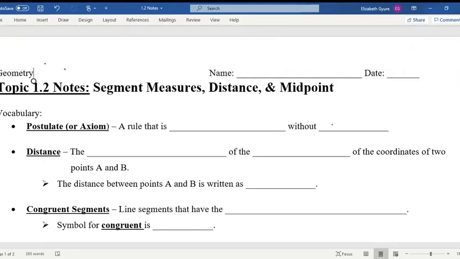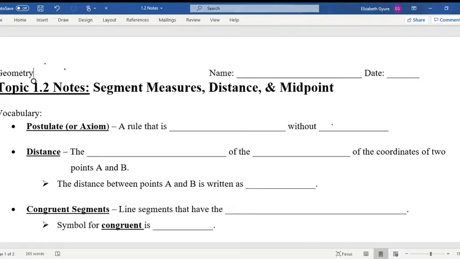In this video, we're going to be looking at topic 1.2, which is segment measures, distance, and midpoint. We're going to look at some vocab first. So our first vocab word is postulate or axiom. We typically use postulate in this class, but I'd like you to be familiar with axiom too, because some books do have it.